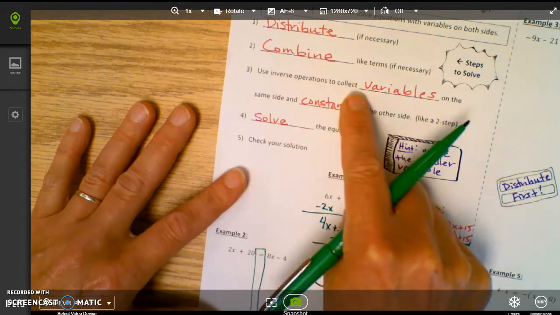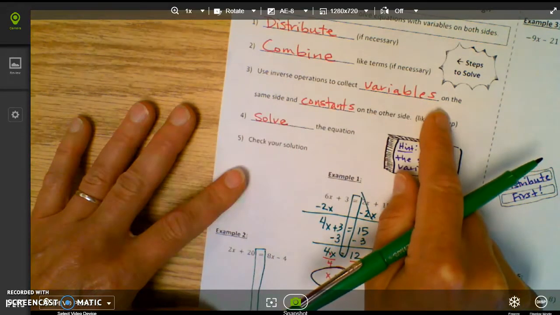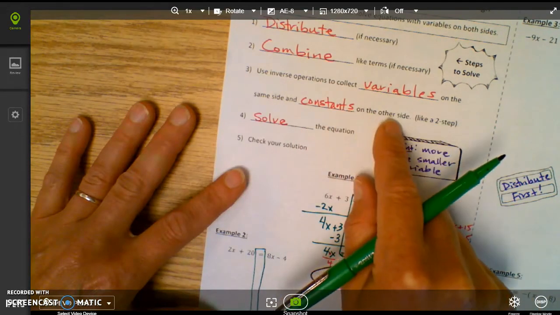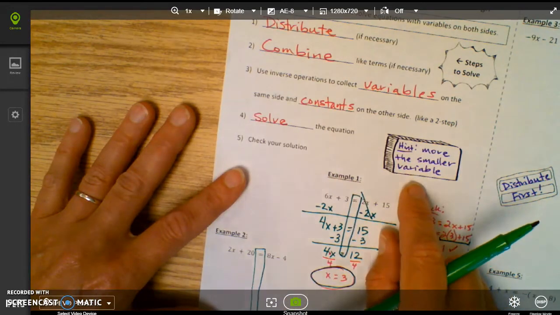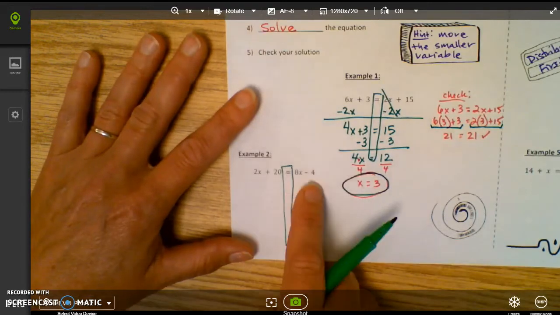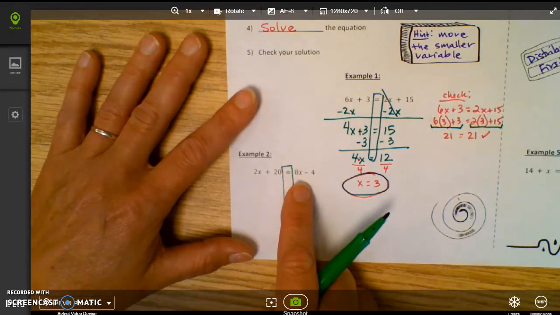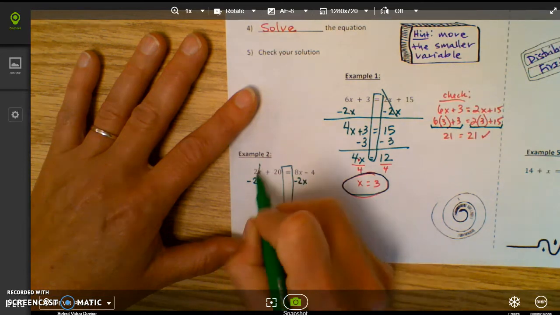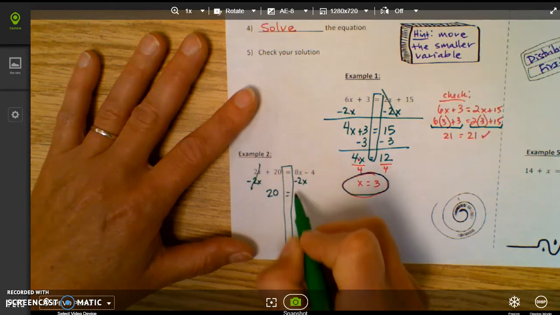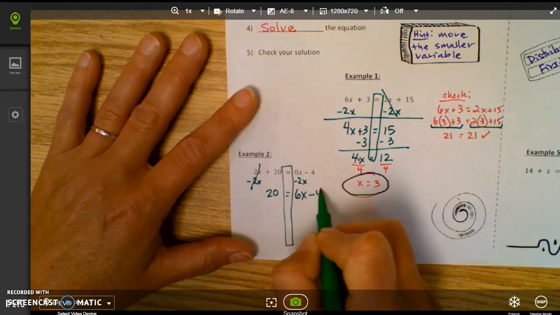Use inverse operations to collect our variables on one side and constants on the other side, keeping in mind it helps to move the smaller variable. So out of the two choices, we have a 2x and we have an 8x. We're going to move our 2x. So what we get, 8x minus 2x, is a positive 6x.